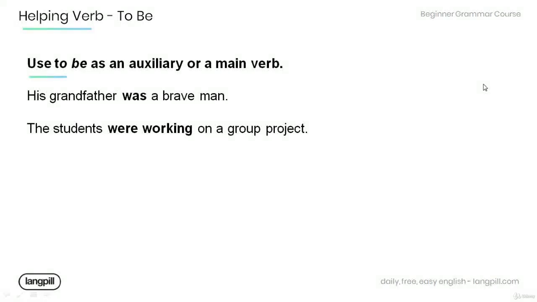Now let's review the helping verb to be and practice a bit. Remember that we can use the helping verb to be as an auxiliary or a main verb. Now read the following sentences and decide whether the verbs are being used as an auxiliary or main verb of the sentence. His grandfather was a brave man. Main verb. The students were working on a group project. Auxiliary verb.